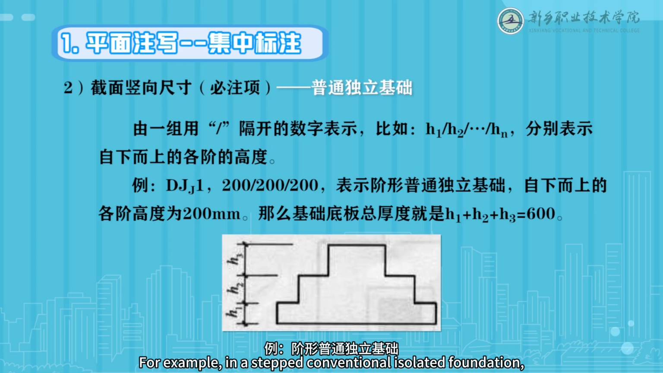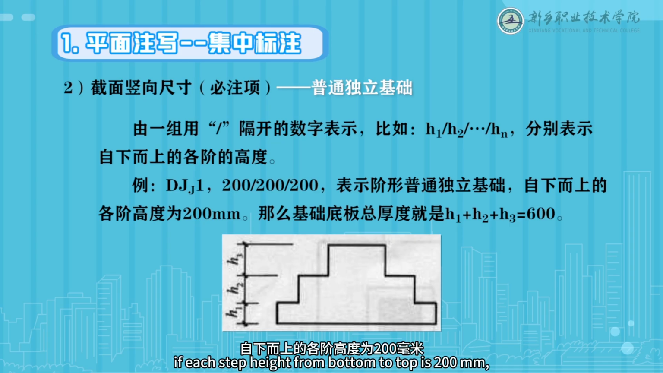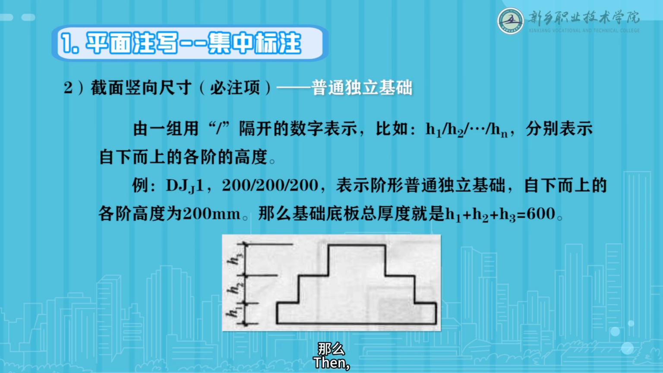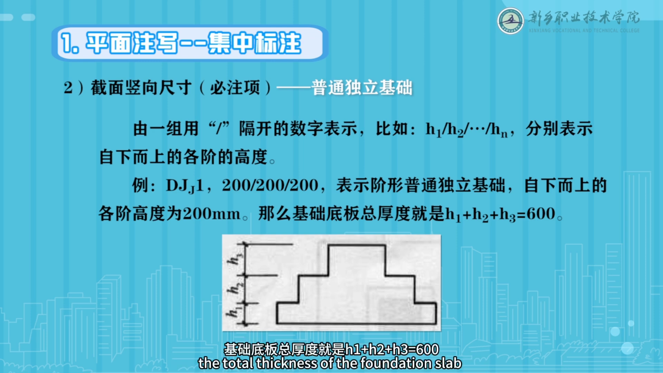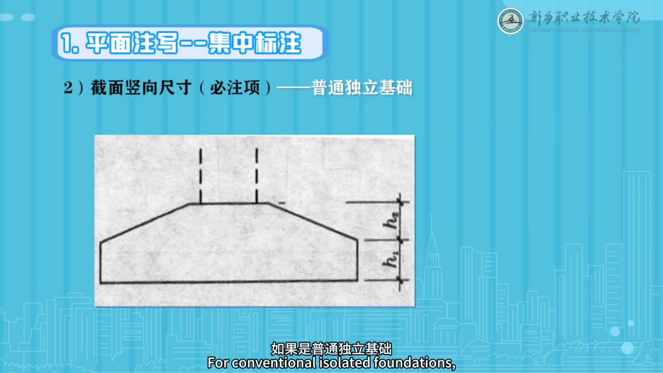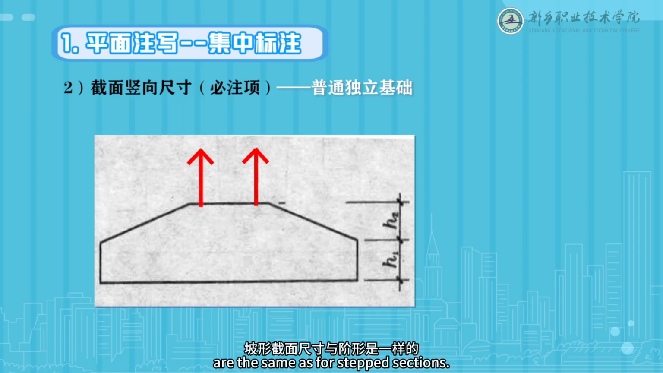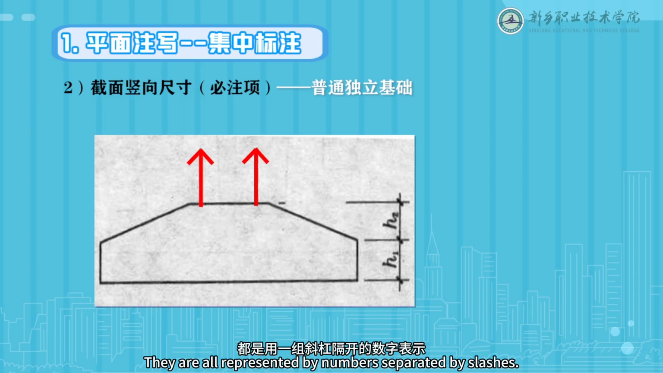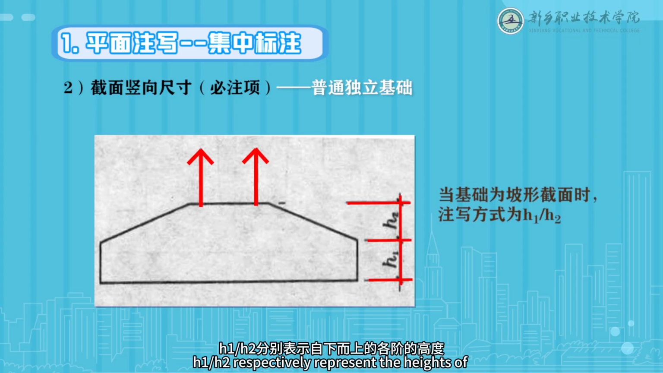For example, in a stepped conventional isolated foundation, if each step height from bottom to top is 200 mm, then the total thickness of the foundation slab is h1 plus h2 plus h3 equals 600 mm. For conventional isolated foundations, the sloped cross-sectional dimensions are the same as for stepped sections. They are all represented by numbers separated by slashes. For example, h1/h2 respectively represent the heights of each step from bottom to top.